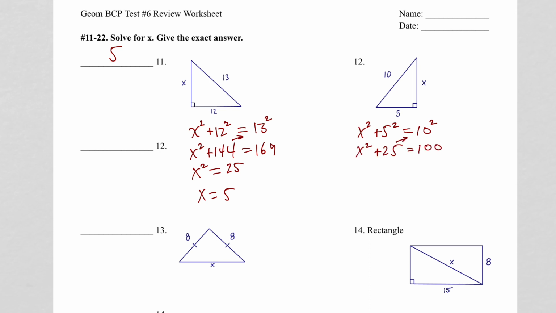I'll move this over by subtracting it. 100 minus 25 is 75, so x is equal to the square root of 75, which I'll write as 25 times 3. And I'll do that because 25 is a perfect square, and we can take it out, and it becomes a 5. So our answer is 5 root 3.